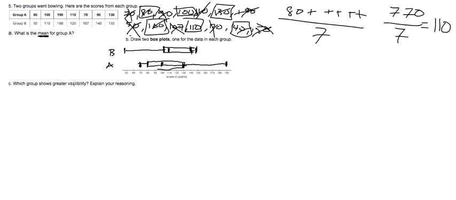Which group shows greater variability? Basically for this one, we just need to look at the range and look at the IQR. We see here that Group A is going from 70 to 190, and then Group B is only going from 50 to 150. The spread here is a range of 120, whereas the range of this one's only 100. So because Group A is a little bit more spread out, that means that it has a greater variability.